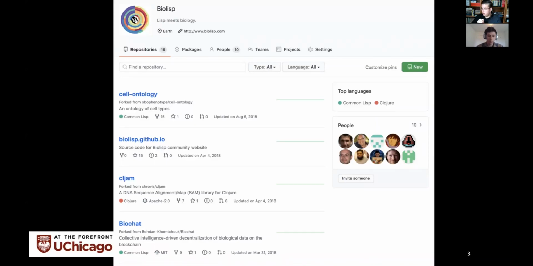So let's start with the BioLisp Foundation. I'm the president and main organizer of this organization. You'll see here that we have a pretty interesting GitHub page. And you might recognize a couple of faces here in the People tab.